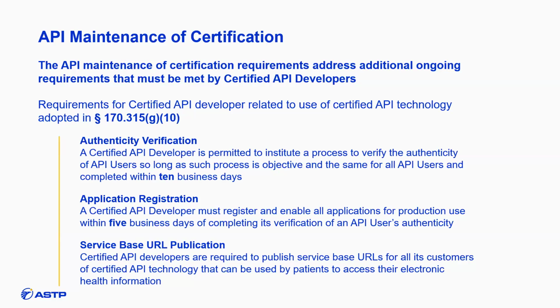Application registration. So for this requirement, a certified API developer must register and enable all applications for production use within 5 business days of completing its verification of an API user's authenticity. And then the service-based URL publication requirement. So all certified API developers are required to publish service-based URLs for all of its customers for the certified API technology that can be used by patients to access their electronic health information. And this is whether or not the certified API technology is centrally managed by the certified API developer or locally deployed by API information sources. We can go to the next slide.